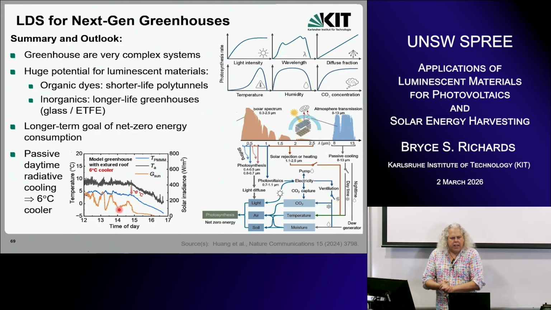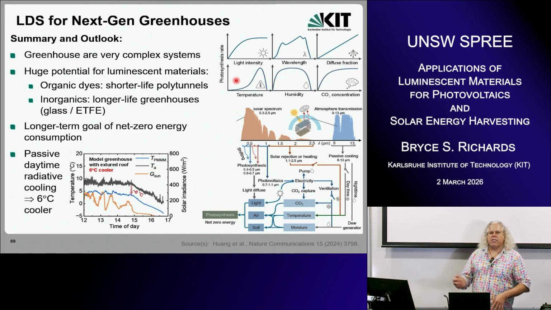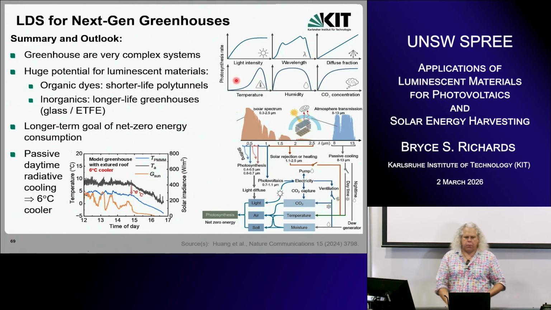So the outlook there: greenhouses, and plants actually, are very complex systems, okay? When you say light, you have to think about the intensity of the light, the color of the light, and also the amount of diffusivity of the light. When you say temperature, you need to think about air temperature, soil temperature. The same when you go to humidity, air versus soil. And you have CO2 concentration, which plants need to grow.